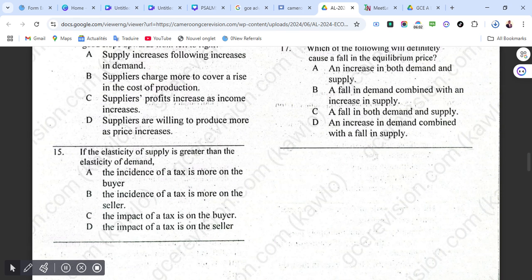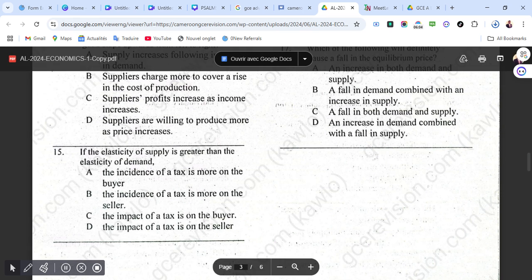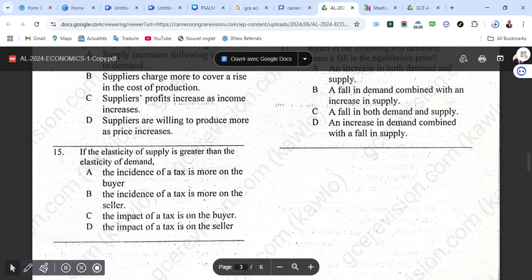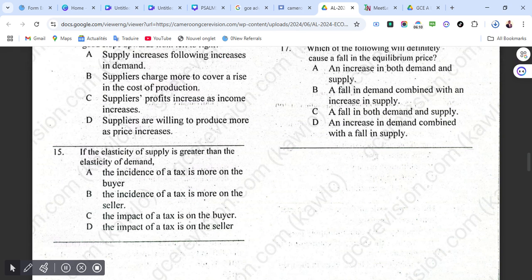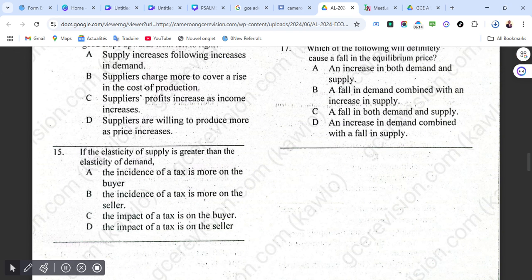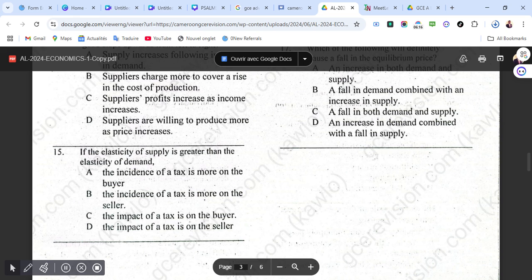15. If the elasticity of supply is greater than the elasticity of demand, the correct answer is A. The incidence of a tax is more on the buyer. So if the elasticity of supply is greater than demand, the incidence of the tax is more on the buyer.